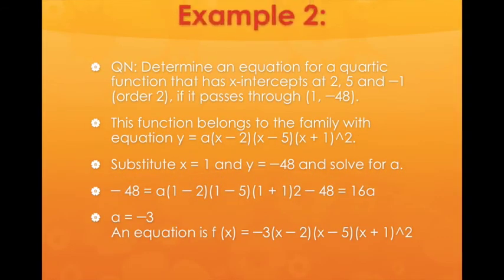Example 2. In this type of question, they will give us the x-intercepts, which here are 2, 5 and negative 1, and a point, which is (1, −48). First, we will have to substitute all the x-intercepts into the equation, which we have here as y equals a(x − 2)(x − 5)(x + 1)². Then we substitute x, which is 1, and y, which is negative 48, and solve for a. As we can see here, a will equal negative 3, and the equation is f(x) equals negative 3(x − 2)(x − 5)(x + 1)².